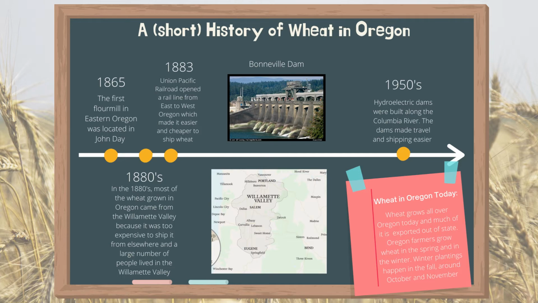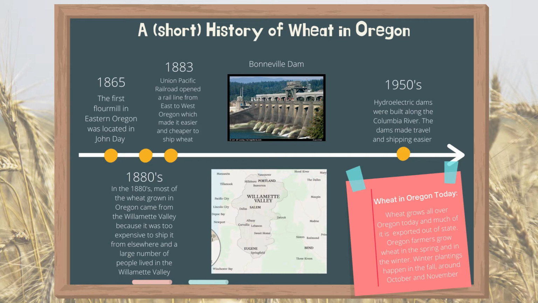In the 1880s, most of the wheat that was grown in Oregon came from the Willamette Valley. The Willamette Valley is where we live, near Portland and Hillsborough and Beaverton, Salem, and it goes all the way down to Eugene. In the 1880s, a lot of people lived in the Willamette Valley, and it was far too expensive to ship wheat from other places around the state. But in the 1950s, hydroelectric dams were built along the Columbia River, and these dams made travel easier by boat. This meant that wheat didn't need to just grow in the Willamette Valley, and today wheat grows all over Oregon.